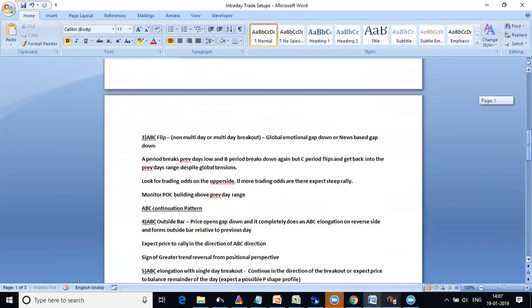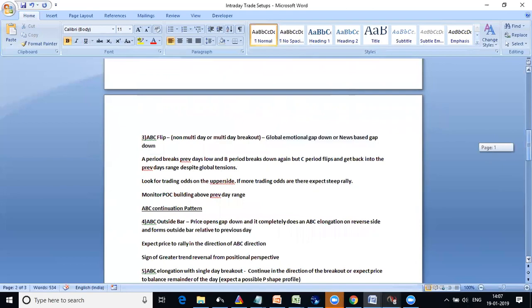Next comes the ABC flip. ABC flip has to be combined with global emotional sentiments. So the A period and B period break the day low because of global emotions, and the C period completely flips back into the previous day range. That is a clear sign that despite the global emotions, markets are not going to go down. Those who showed up in the morning are not serious sellers. So just go and take the other side of the trade. The market is going to do a complete short covering rally. That's what we can understand from this.